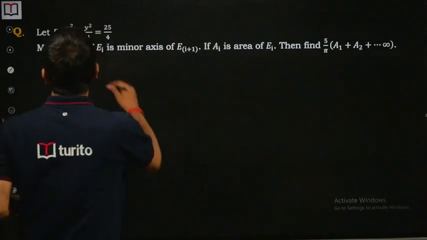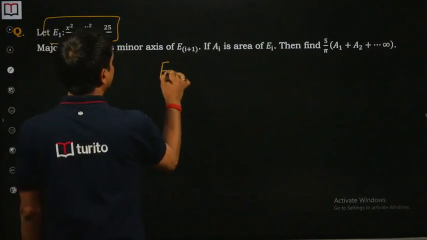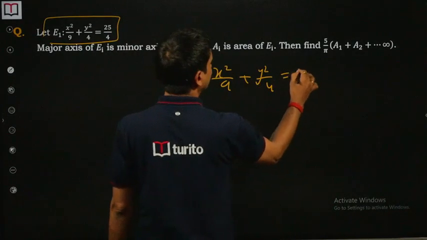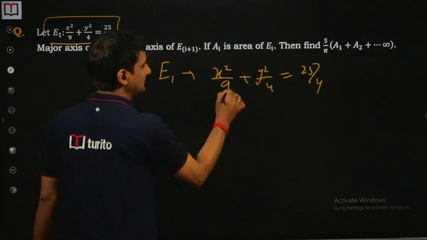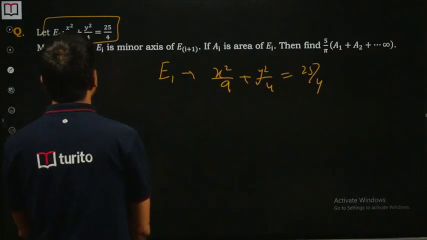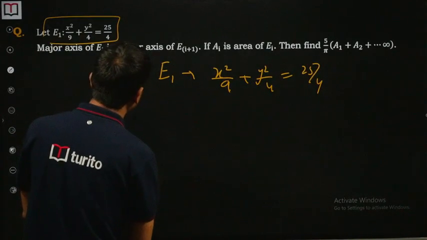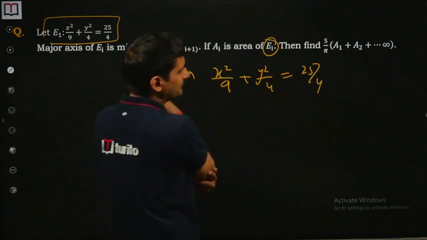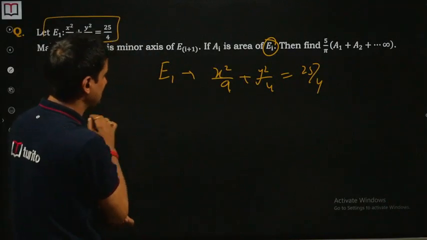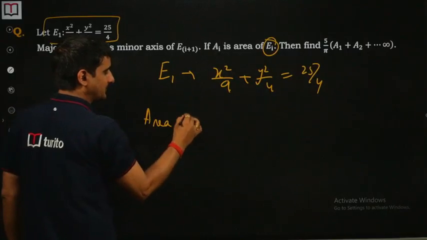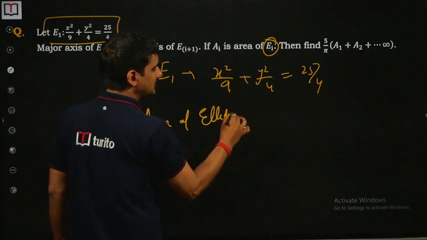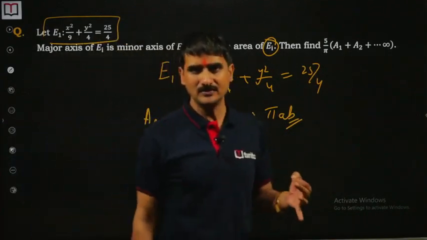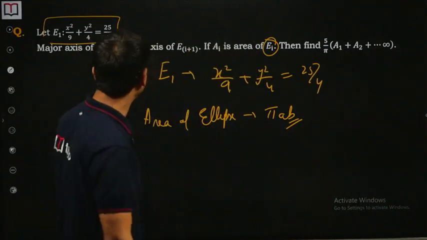Next is this one. E1 is given to us. So E1 is x square by 9 plus y square by 4 is equal to 25 by 4. Of course, this is a horizontal ellipse. The major axis of Ei is the minor axis of Ei plus 1. If Ai is the area of this, then we have to find the sum of all these areas. See, the area of an ellipse is nothing but pi times AB, where A and B are the semi-major axis length and semi-minor axis length, that's what we know.